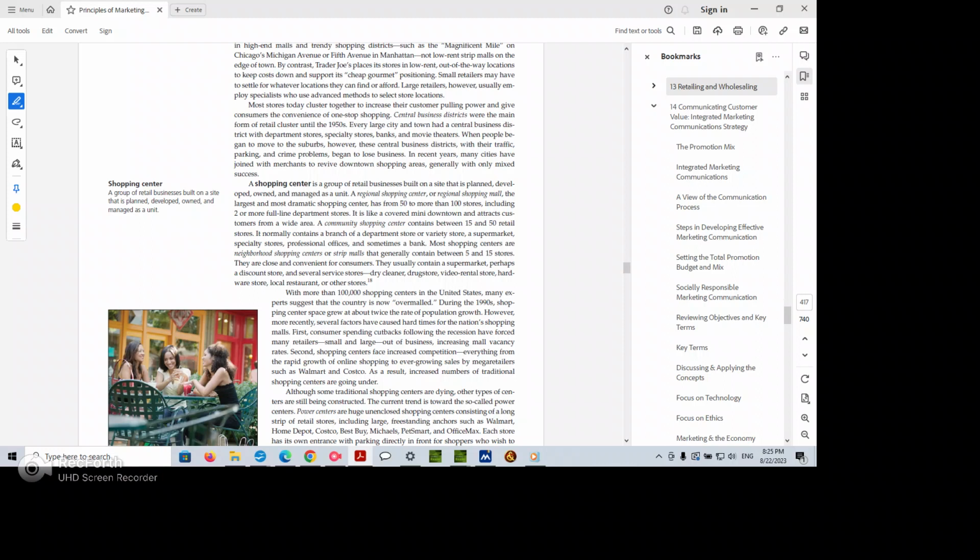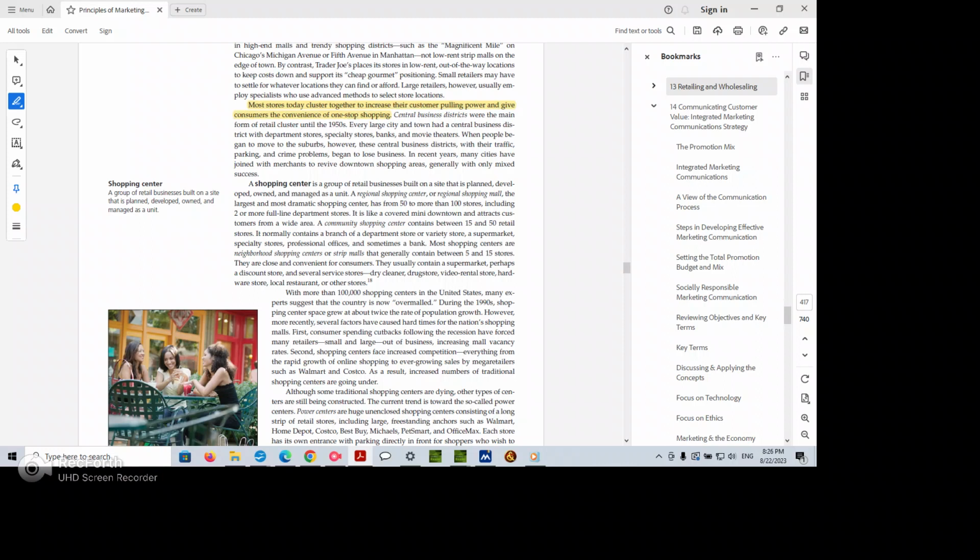Now let's talk about physical locations where it's convenient and it's effective to have a shop. Okay, let's put this in basic terms. Before I talk about that, I'd like to note that most stores today cluster together to increase their customer pulling power and give consumers the convenience of one-stop shopping.